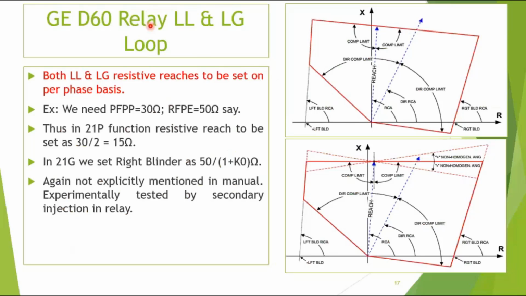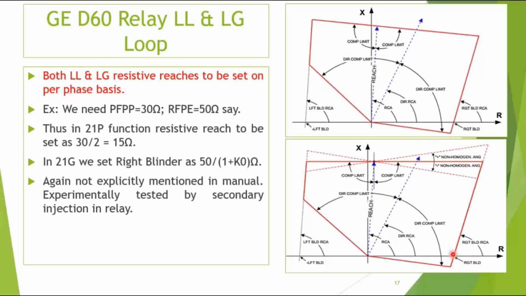This is a GE D60 relay. Over here, all is phase to phase. There's no loop concept over here. Everything is phase. So in a 21P function, if we need a resistive coverage of 30 ohm, we have to enter 15 ohm. The right blinder in the phase to phase 21P function has to be divided by 2 and entered. And in a 21G, if we need a 50 ohm coverage, we have to divide it by 1 plus K0 and then enter.